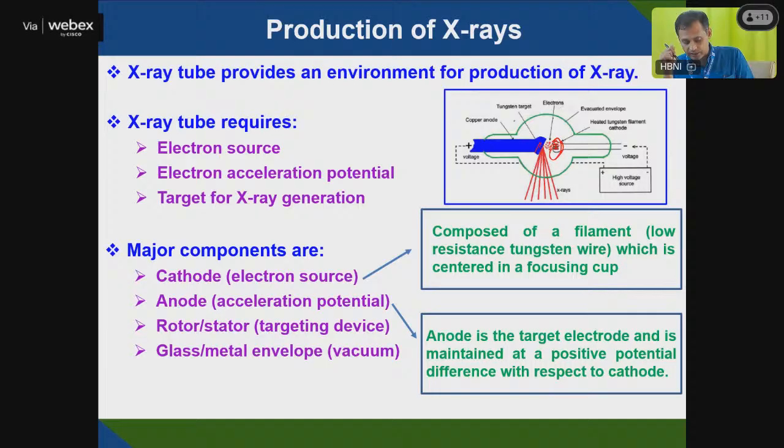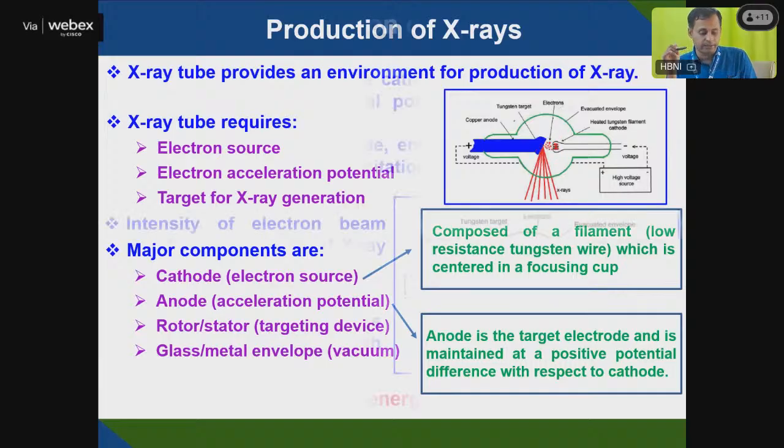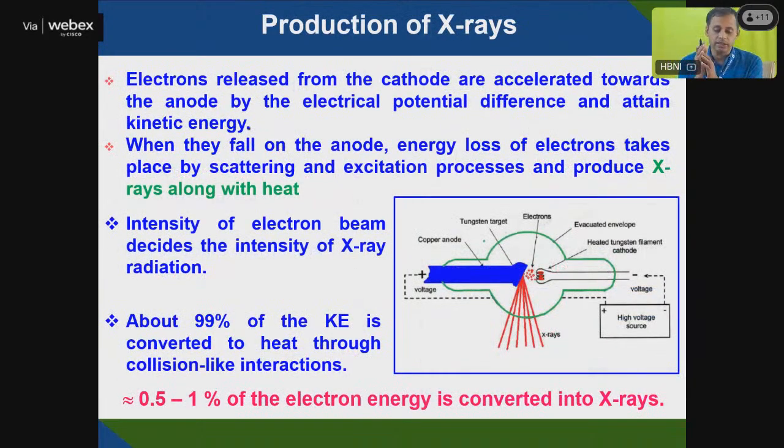The anode is the target electrode and it is maintained at a high positive potential difference with respect to the cathode. Because of that, this electron beam falls on the anode, and it produces X-ray. So the electrons released from the cathode are accelerated here. I already discussed this. When they fall on the anode, energy loss to the electron takes place by scattering and excitation processes to produce X-ray. The intensity of the electron beam decides the intensity of the X-ray radiation. Whatever X-ray radiation is coming out, its intensity is decided by the electron beam energy.